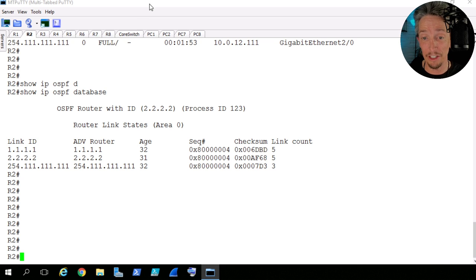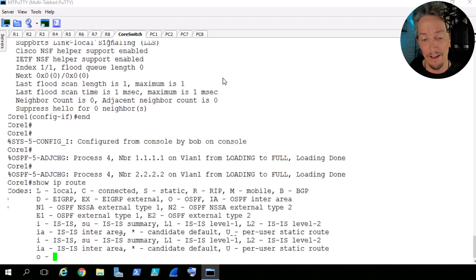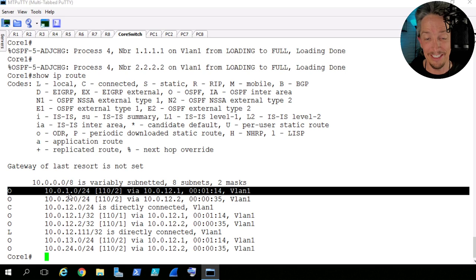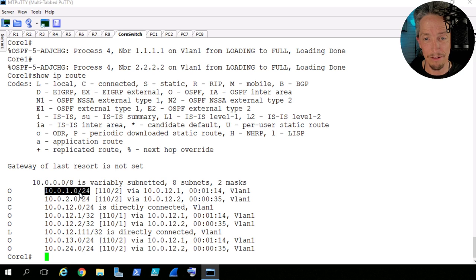So on the multilayer switch, if we did this, show IP route, it says, yeah, I know how to get to the 10.0.1 network. That's hanging off of R1. I know how to get to the 10.0.2 network, which is hanging off of R2. And if we tried to ping somebody like that, let's do that. Let's do a ping to 10.0.1.10. Let me just verify he exists.